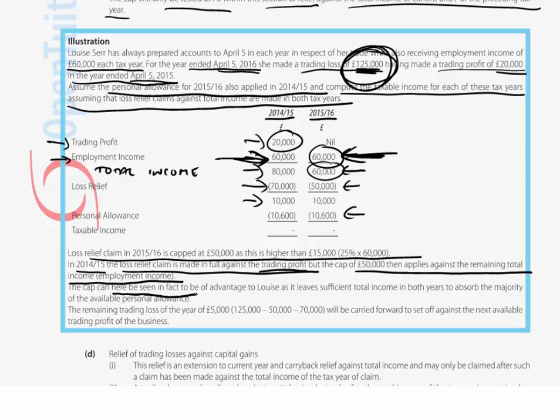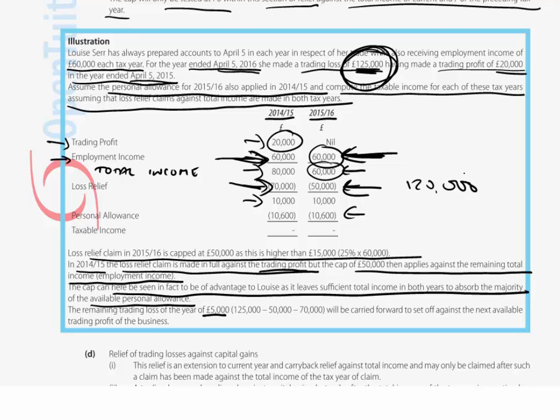The cap here, as we've just said, can be seen to be in fact of advantage to Louise, as it leaves sufficient total income in both years to absorb not quite all, but the vast majority of the available personal allowance of 10,600, bringing you down to nil taxable income in both years. The remaining trading loss of 5,000, where does that come from? We've used 50,000 there, 70,000 there. That's £120,000 in total used out of the £125,000 of actual loss. So 5,000 available to carry forward.